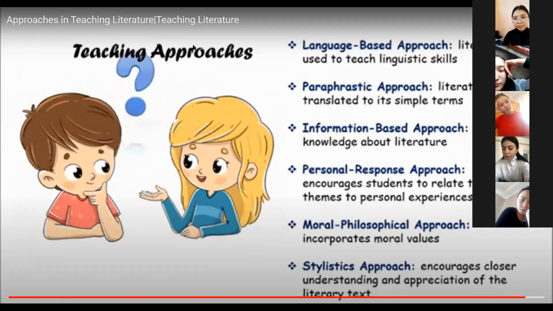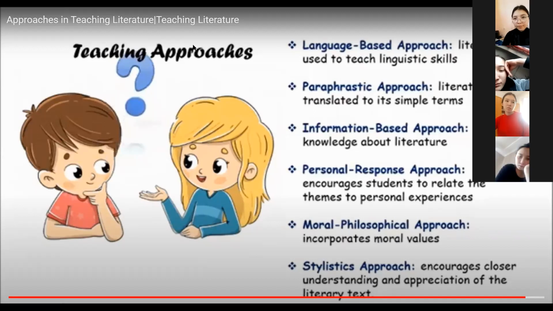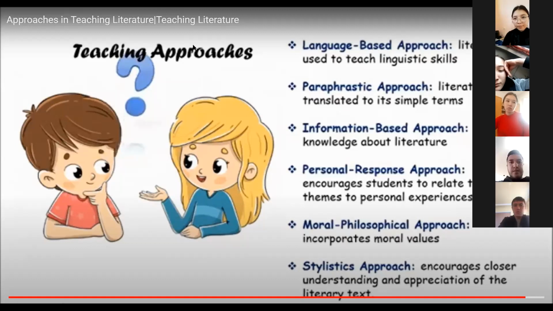Dear students, while reading a literature text, we don't only read the text. We learn history. We enrich our vocabulary stock. We learn grammar. We learn stylistic devices. Because in a literature text, there are a lot of stylistic devices, a lot of paraphrasing, a lot of moral values that the stories give us, a lot of personal response, a lot of information, a lot of paraphrastic devices, a lot of language-based approaches. And according to the stylistic approach, you will learn how to use stylistic methods.